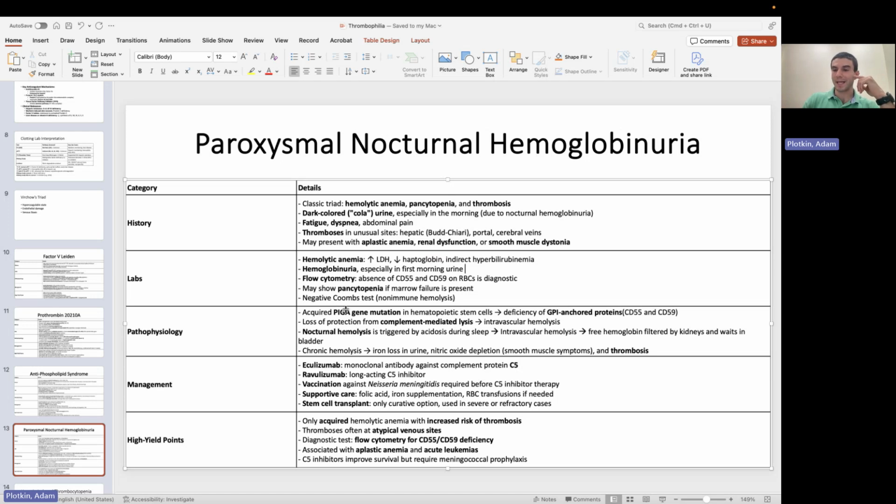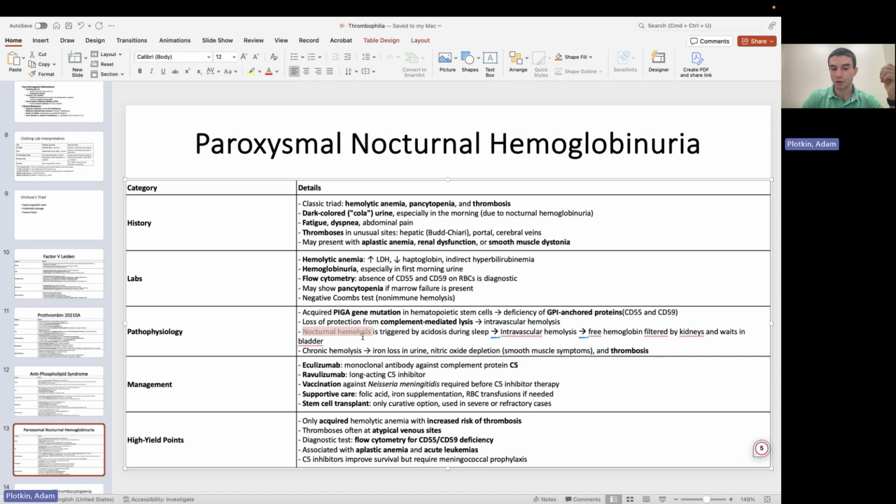We get this acquired PIGA gene mutation in all of my hematopoietic stem cells. This leads to a deficiency in my GPI anchored proteins like CD55 and CD59. CD55 and CD59 are some of my complement inhibitor proteins, right? So if I lose those proteins, there's no longer a stop sign on my cells saying, hey, complement, don't kill me, right? So now we lose the protection from the complement, and our complement system is going to attack my hematopoietic cells, right? And we get intravascular hemolysis.